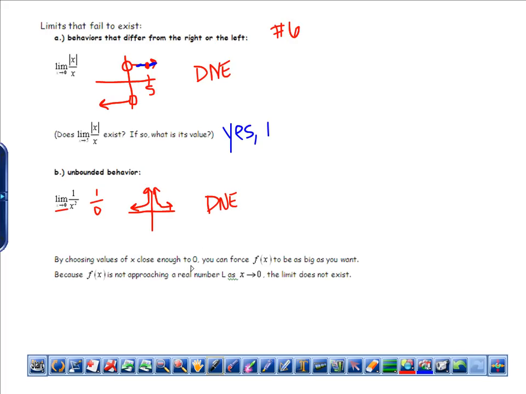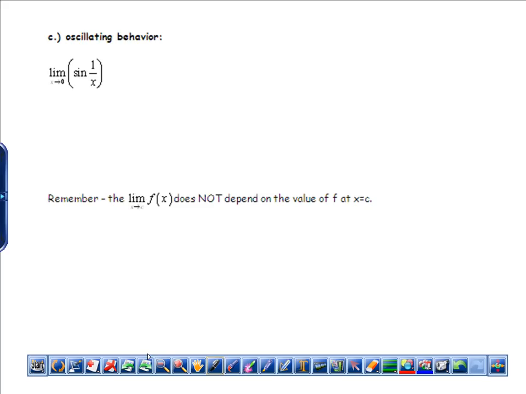It says by choosing values of x close enough to 0, you can force f of x to be as big as you want. Because f of x is not approaching a real number, we said L was going to be an actual number, the limit does not exist. So end of the story is, if x is approaching a real number, you've got to have a real number answer. If x is approaching infinity, like what we saw last chapter, your answer could be infinity. I will answer questions about that in class because I know you might have them.